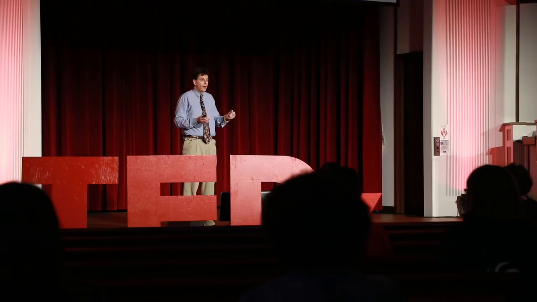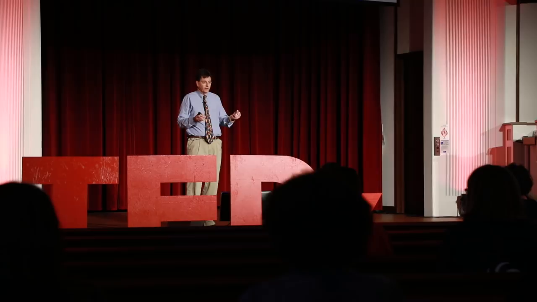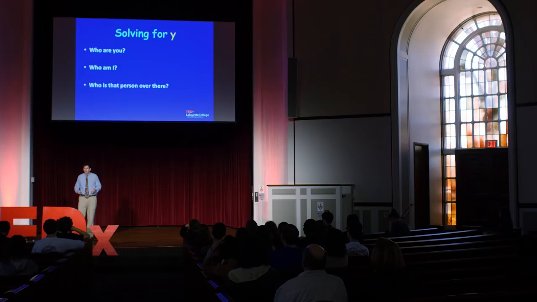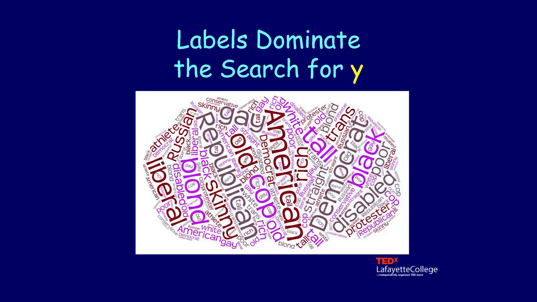We have a shortcut. Instead of doing all that work, we can use labels. And that's what my talk is about today. Now, I've got a word cloud that's floating above me on the screen here, and these are labels of different groups of people. In creating this word cloud, I made a list, and I was able to come up with over 100 labels in just a few minutes' time. I've just included about 20 or 30 for readability up here.